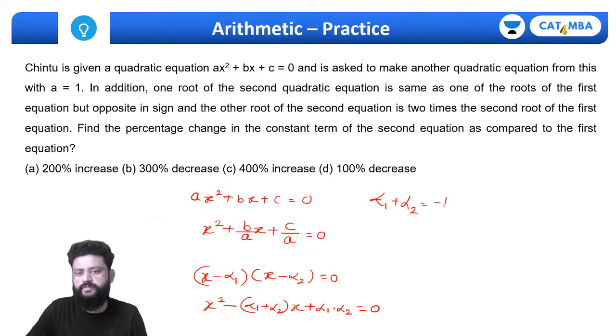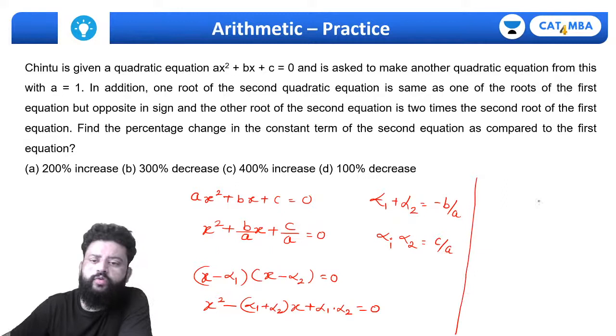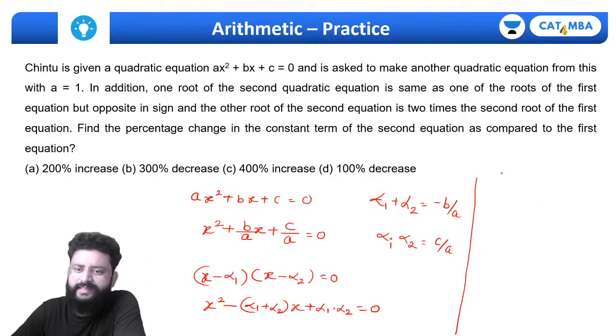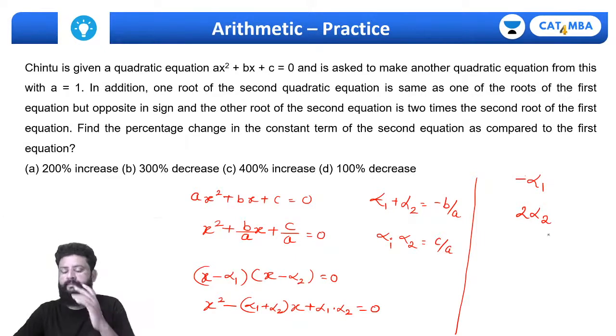Sum of the roots is minus b by a, and the product of the roots is c by a. That is for all the general equations. Okay. So now we know in the second equation, the roots will be minus of alpha 1 and twice of alpha 2. These are the two roots, right?